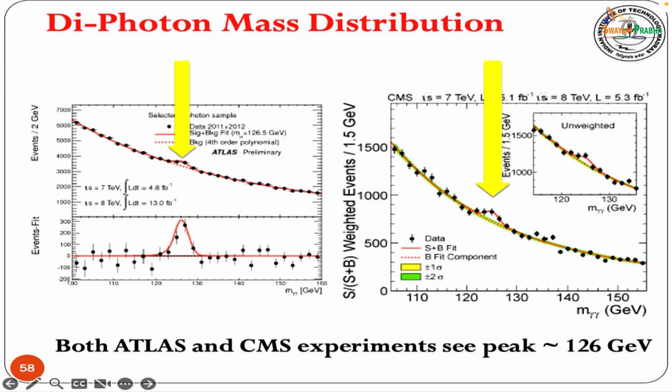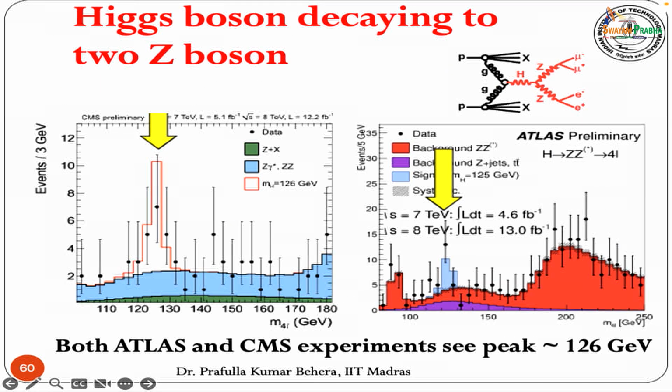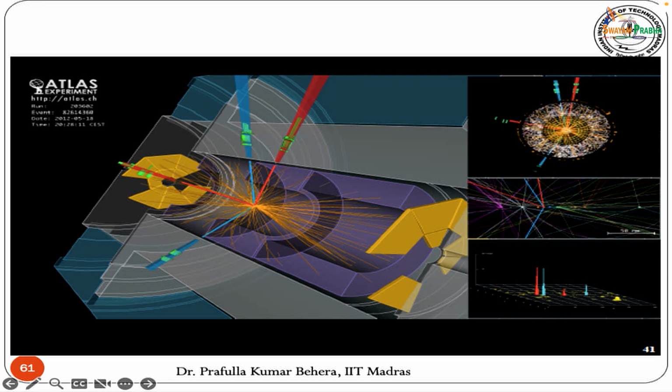Both experiments should find it at the same place. Okay, 126, now it's 125. So another decay mode they also found. This is one of the ATLAS Higgs events going to 4 electrons.